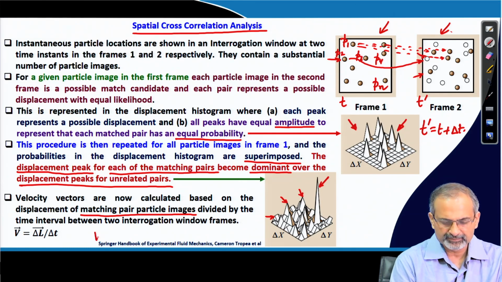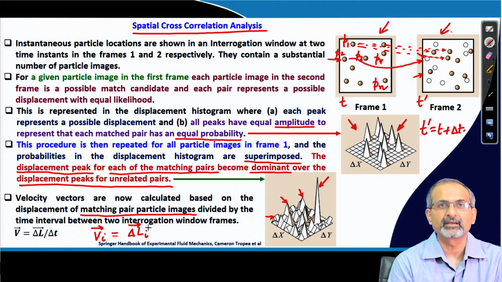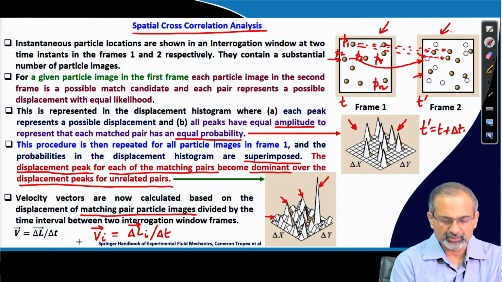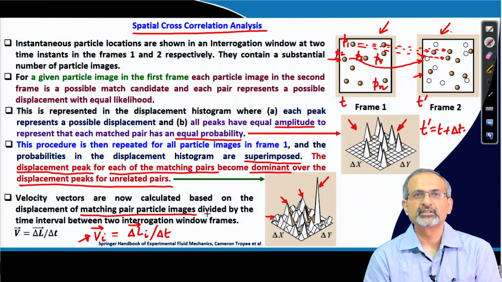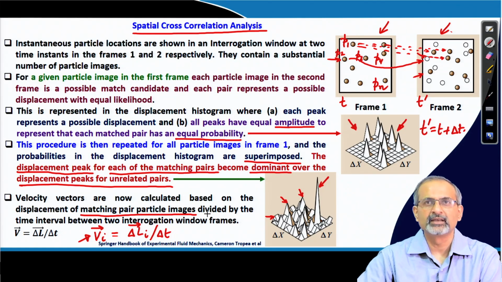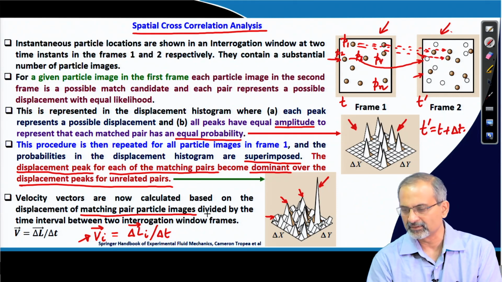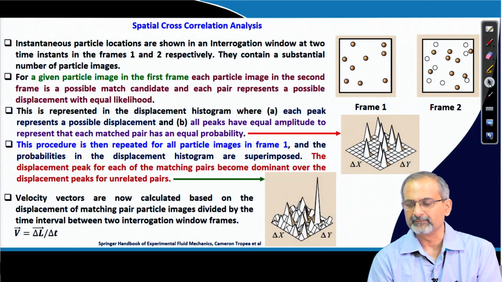So, in general, if you have I particles, then each particle will have a corresponding displacement, let us say delta L I, and that needs to be divided by delta t, so that you get the velocity associated with the particular particle. So, this is in essence the idea of the cross correlation analysis. We are not getting into the details of the technique, but broadly this is the idea.